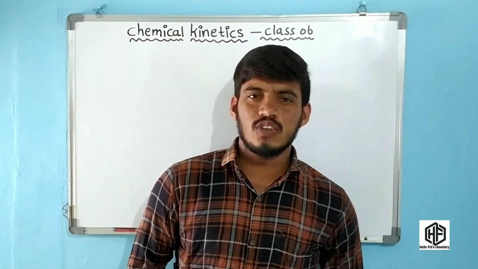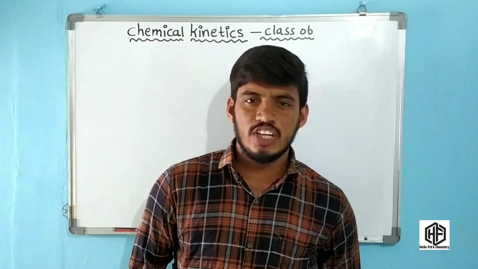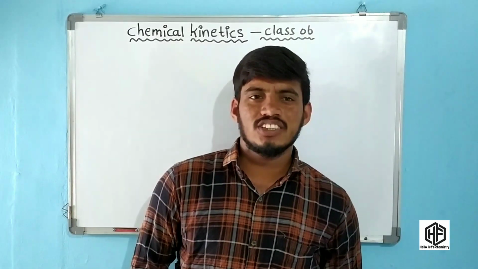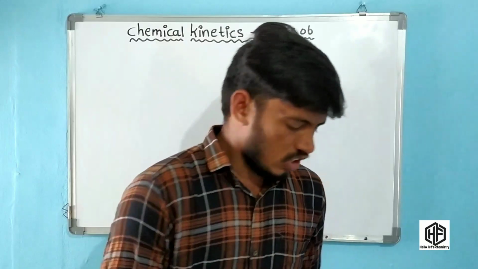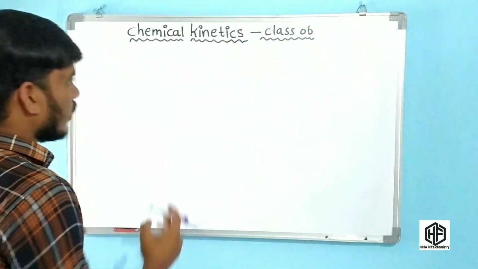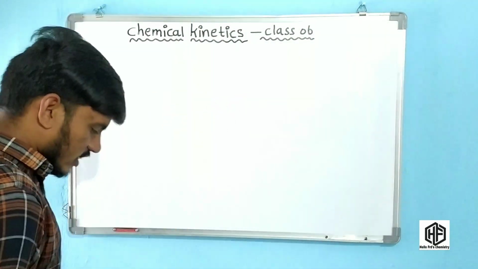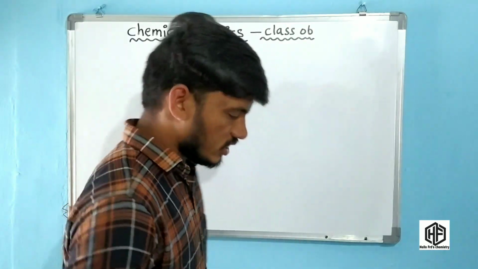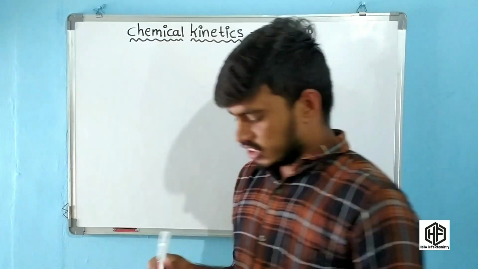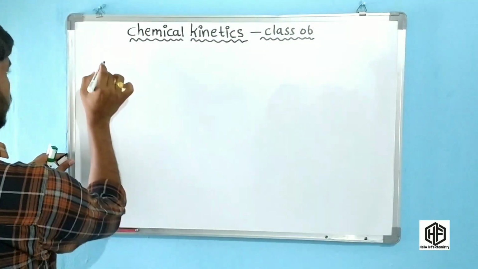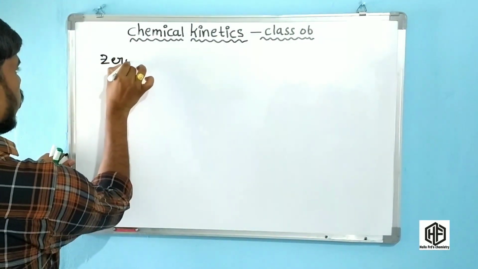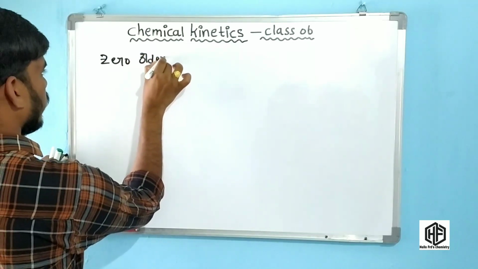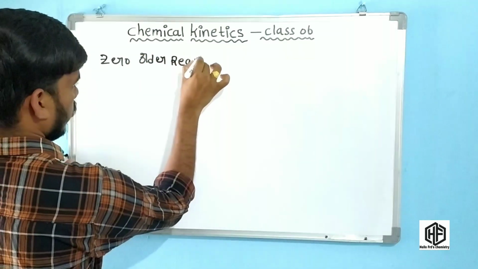In this video I am going to talk about chemical kinetics, video number 6. The topic is zero order reaction. Okay friends, the topic in chemical kinetics class 6 is zero order reaction. This is a very important concept in many competitive exams. Now the concept is zero order reaction.